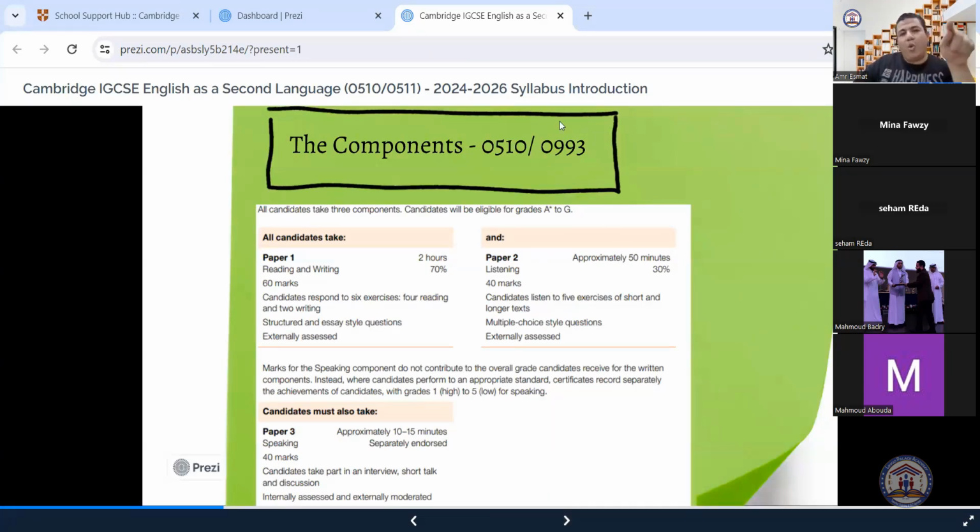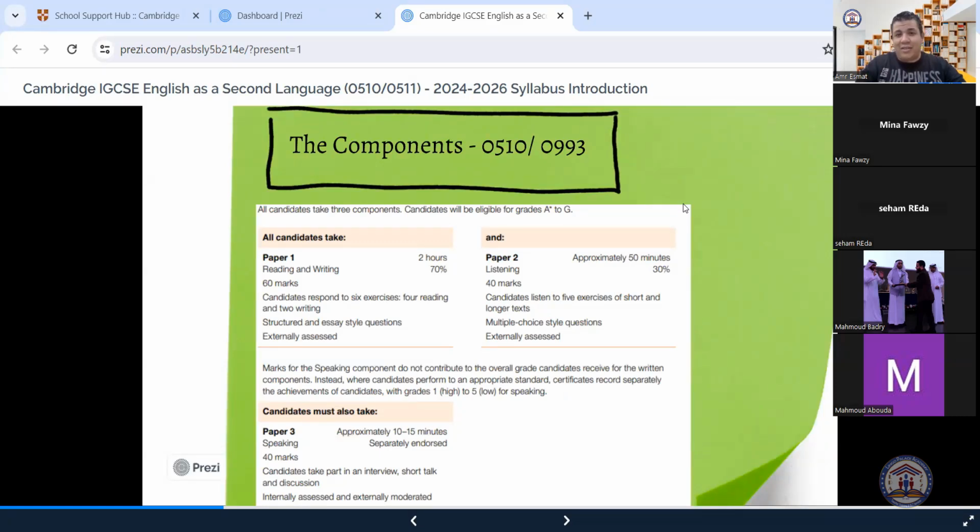So what do we call the test if it has these 2 codes, 0510 or 0993? Can a student register for any of them and it will be the same? Yes, but only the grading table will be different. The grading table for 0510 will be from A star to G. For 0993, it will be from 9 to 1. Is it clear? Clear. Thank you. So what do we call this test?